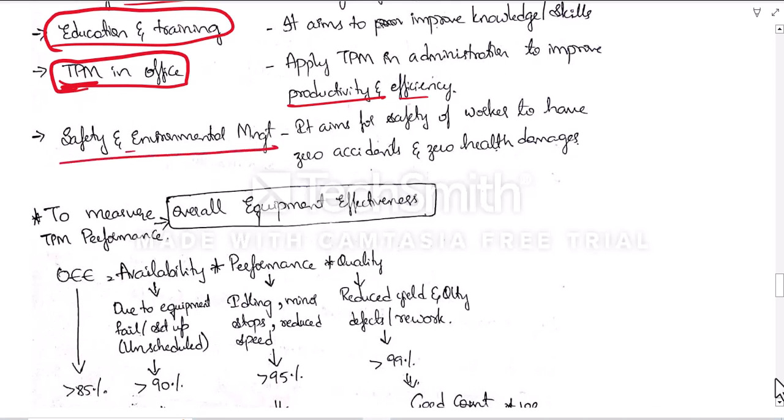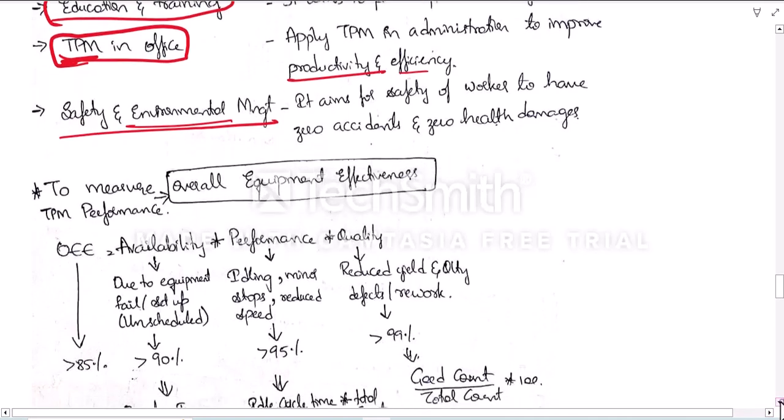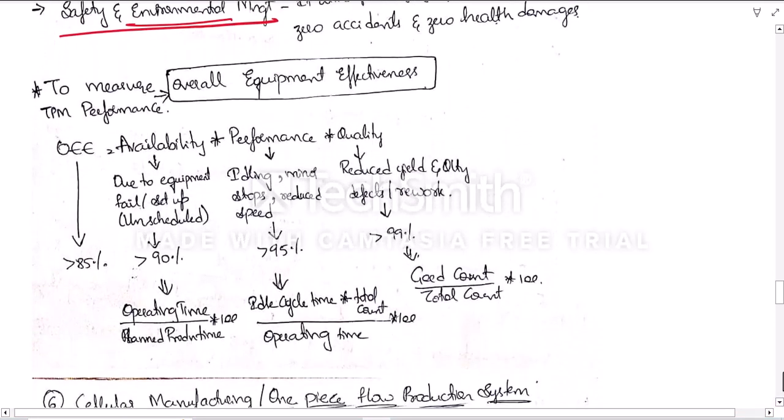And safety and environmental management: this is to save the customer and the worker, to avoid accidents or health issues, because if there is any poisonous smoke releasing from the units, we should give them masks properly to save their lives. So all those safety measures we should also follow. And this will improve the performance of a machine.